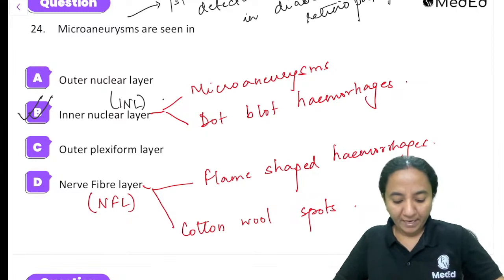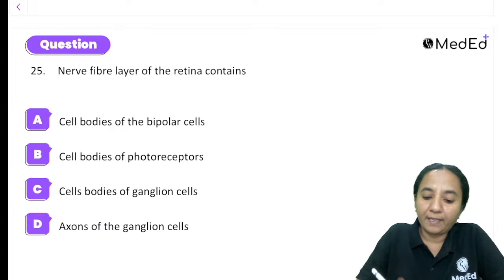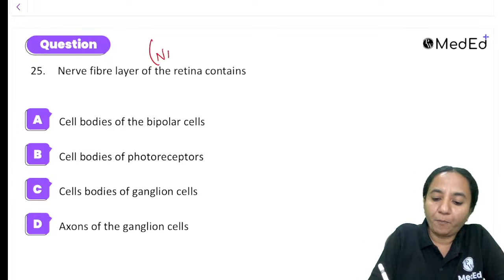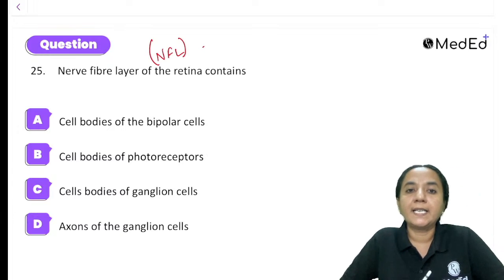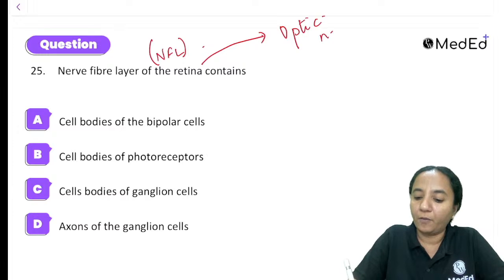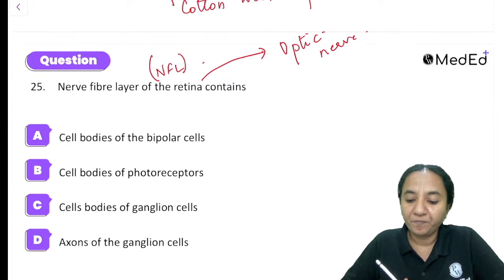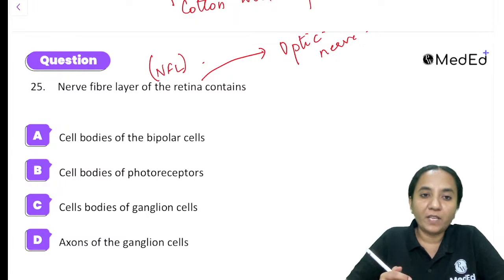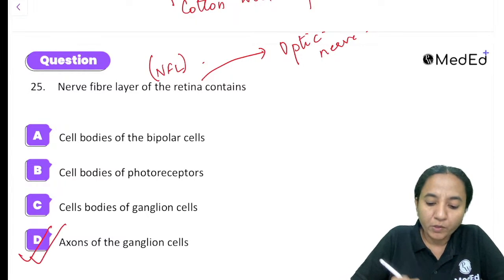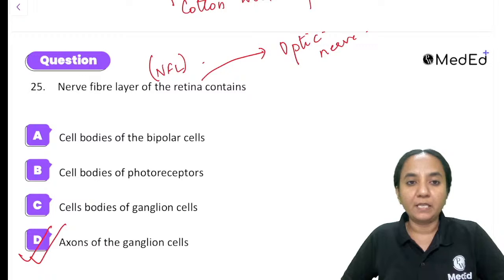Okay? Next question. What does the nerve fiber layer of the retina contain? This again is very important. What is the content of the nerve fiber layer of the retina? And this nerve fiber layer of the retina eventually becomes the optic nerve. So what is it made up of, or what does it contain? Yes, the nerve fiber layer of the retina contains the axons of the ganglion cells. So the axons of the ganglion cells are located in the nerve fiber layer of the retina.